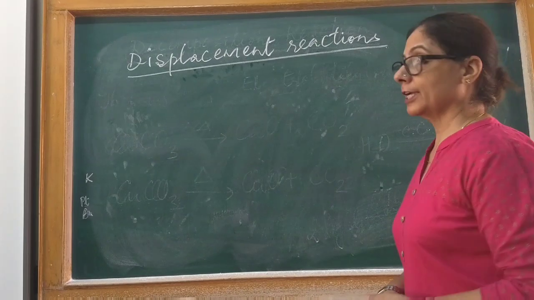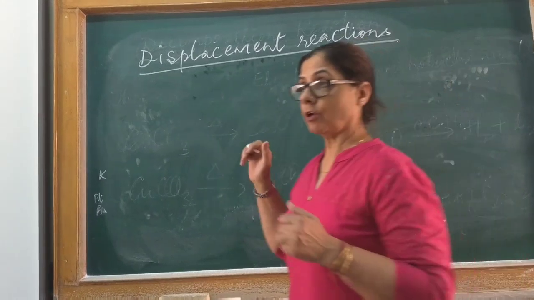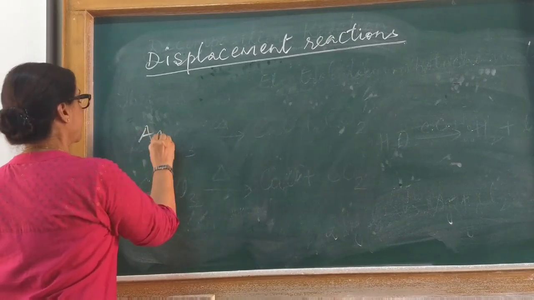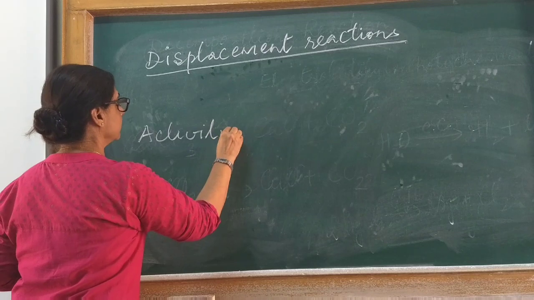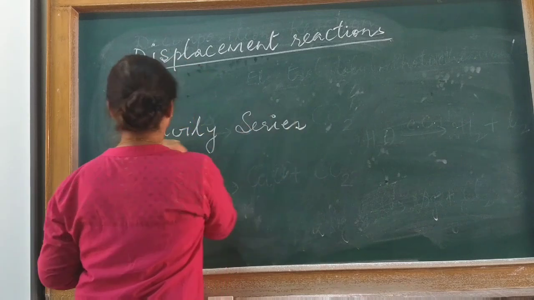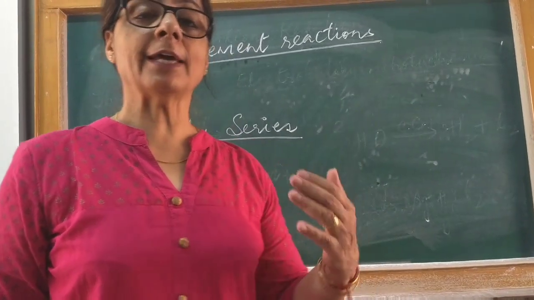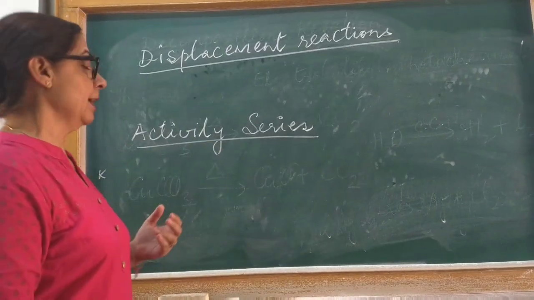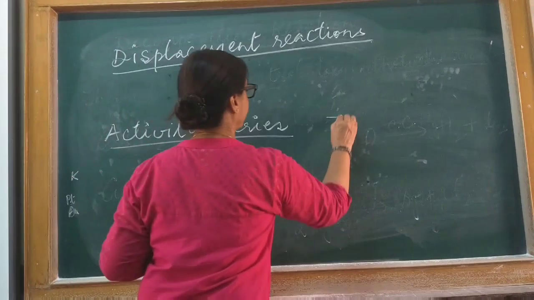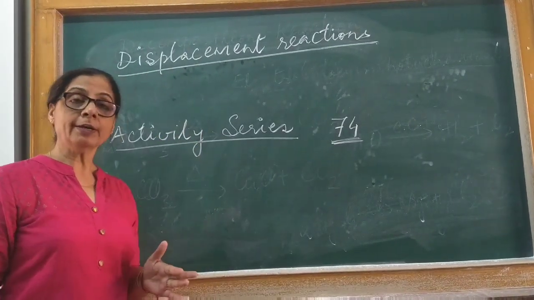Children, today I am going to start with the third category of chemical reaction, that is displacement reaction. Before I start with the displacement reaction, let me tell you, you have to learn the activity series of metals. Activity series of elements where metals and non-metals are placed according to their reactivity. This activity series is given on page number 74 in your book, and you have to remember how these elements are placed in an order of their reactivity.